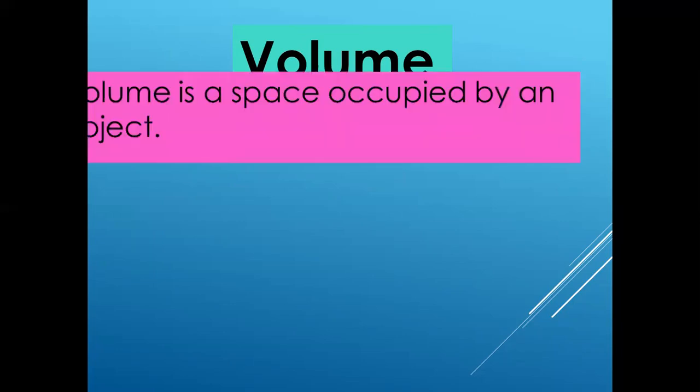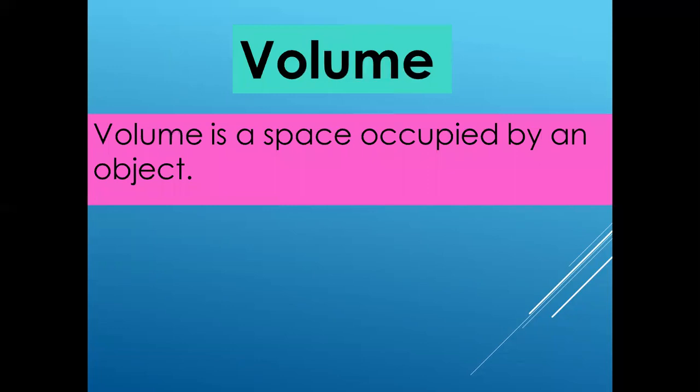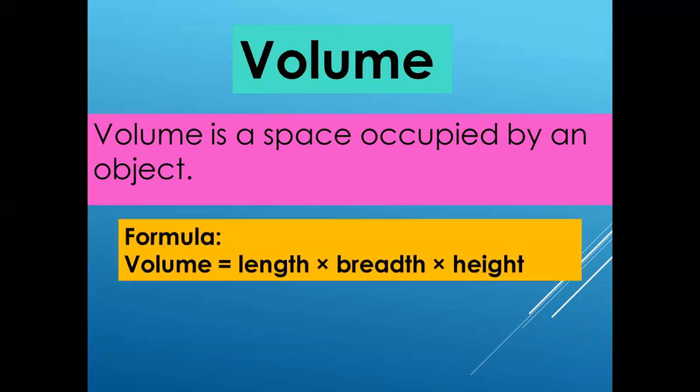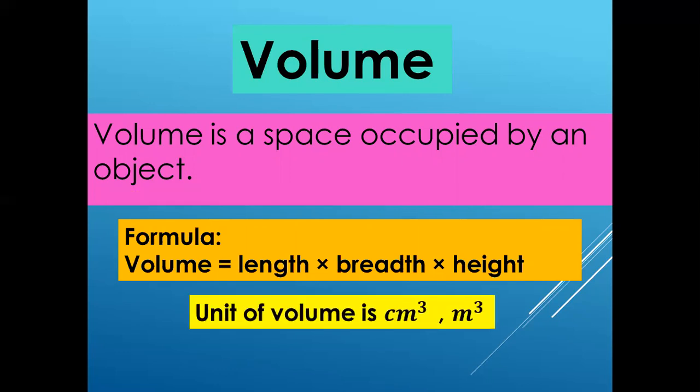Children, after discussing the properties of cubes and cuboids, we will learn how to find the volume of these objects. But what is volume? Volume is the space occupied by an object. How do we find the volume of an object? By using a formula. In order to find the volume of an object, we have to multiply its dimensions as shown in the formula. Length times breadth times height. It is measured in cubic centimeters or cubic meters.